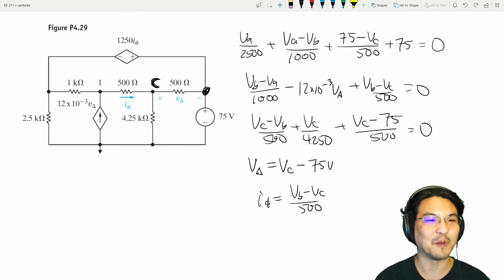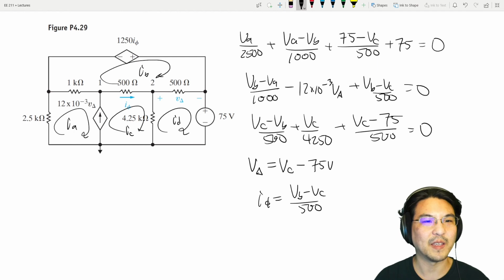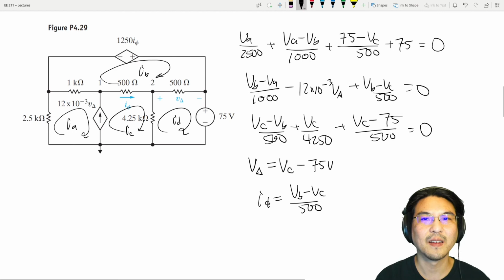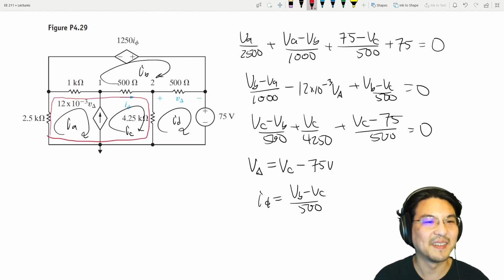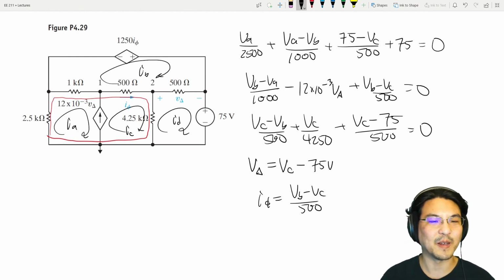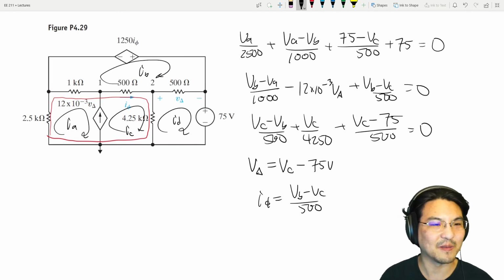All right, now what if we wanted to use the mesh current method? How many meshes do we got? 1, 2, 3, 4. Okay, any super mesh? Yes, right here. So then you would write your 3 mesh equations. For the super mesh, let me just write that. Let me start right here and I'll go clockwise.